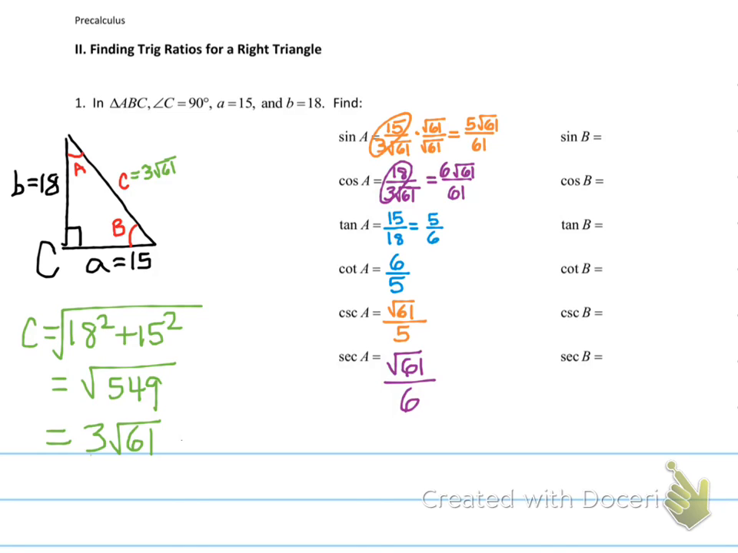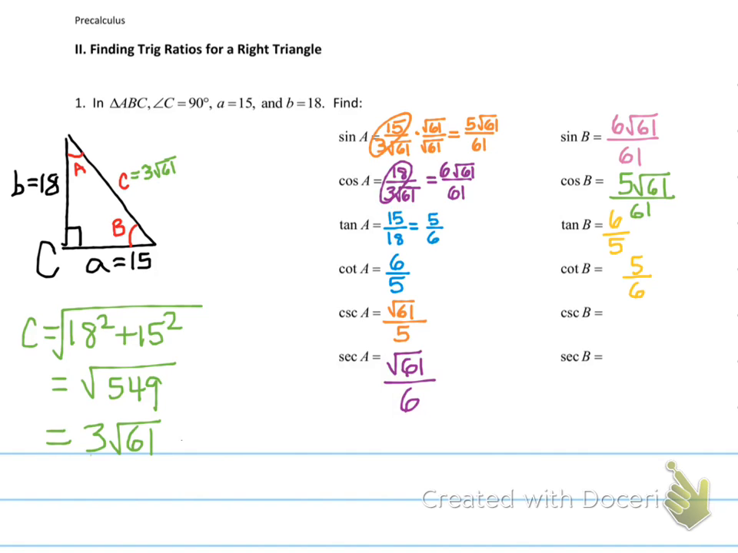Okay, so now what we're going to do is switch angles. Now we're dealing with angle B. So all of that again with angle B. So sine of angle B is going to end up being 6 root 61 over 61. Cosine, let me use a different color so we can keep them separated. Sorry about that. Cosine is 5 root 61 over 61. And then tangent is going to be 6 over 5. Cotangent, 5 over 6.